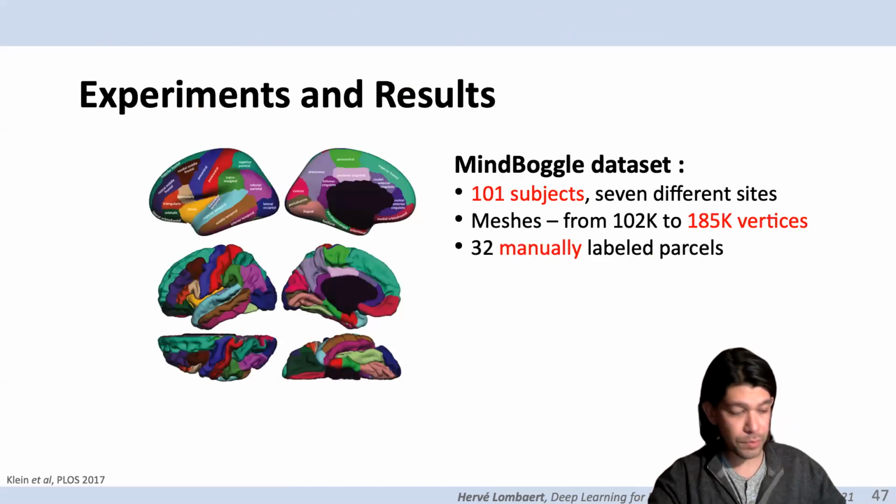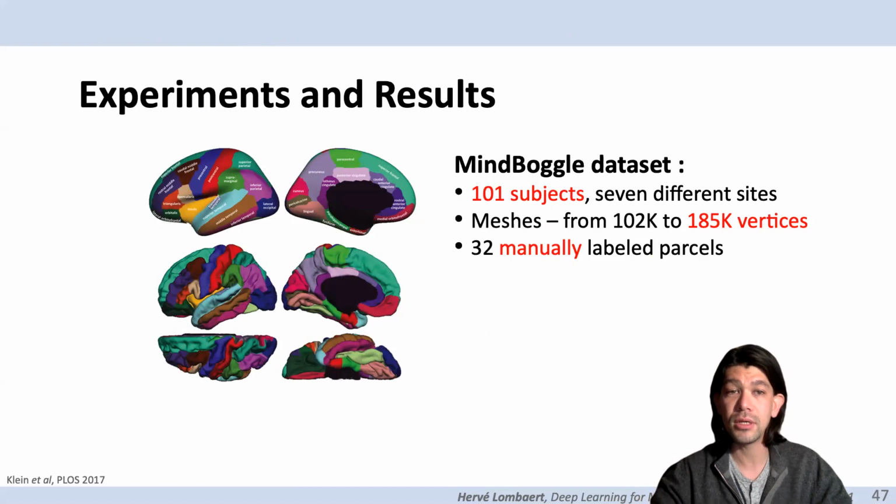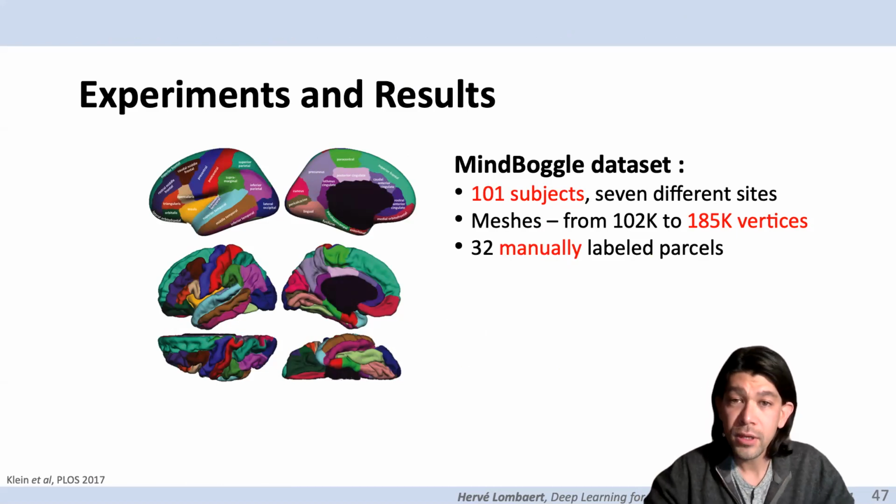As an experiment, just to make sure we're not doing something completely off, we used MindBoggle. This is a public data set, one of the largest public data sets of manually labeled surfaces. So that's convenient to check and to compare ourselves with the state of the art. It's a manual parcellation of 32 labels on the surface.